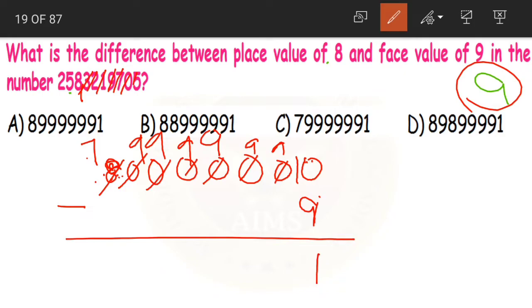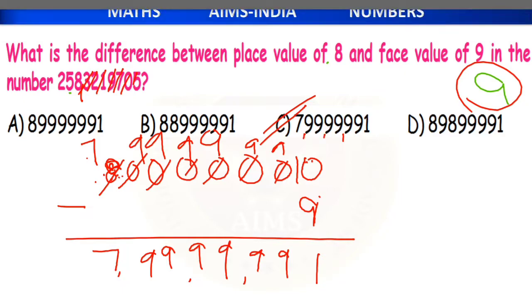10 minus 9 is 1. And then the remaining digits are to be written as it is. Yes, 9, 9, 9, 9 and 7. What is our answer? 7 crores, 99 lakhs, 99,991. That is the same as option C. Yes, 7 crores, 99 lakhs, 99,991 is our correct answer.